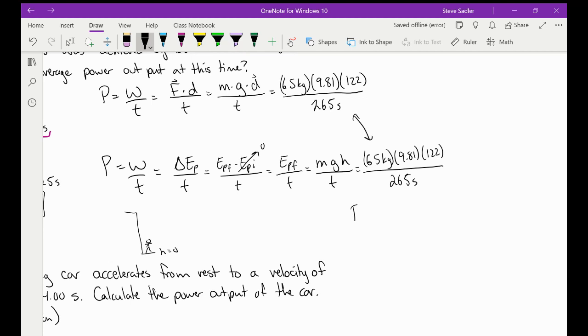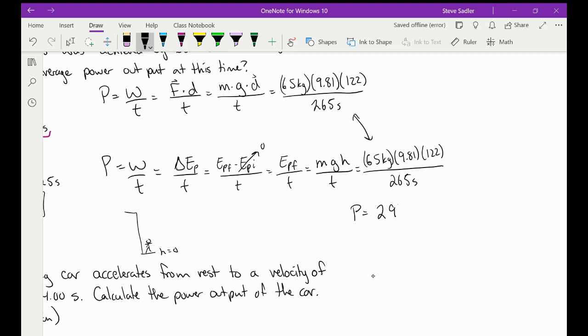And it looks like I don't have my calculator, but I'll use my phone calculator. I should have got it between videos, and I didn't, so that was silly of me. 65 times 9.81 multiplied by 122 divided by 265.